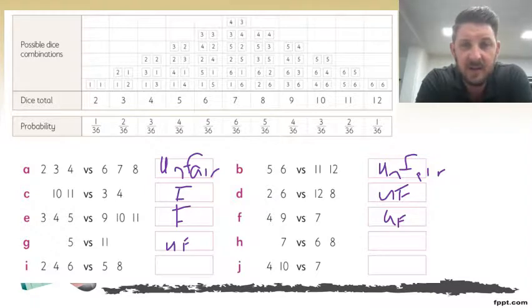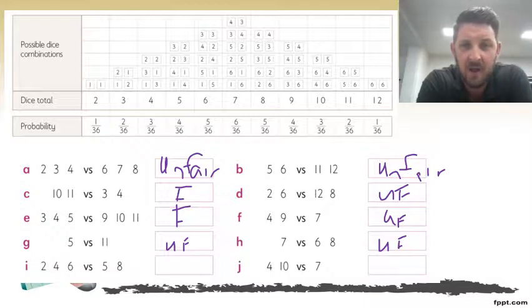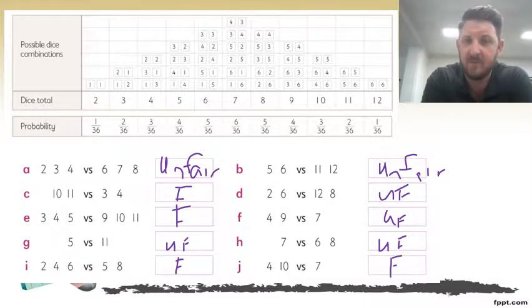H is 6 and 8, which is 10, so it is unfair. And then 2, 4, and 6 is 8, 9, and 5 and 8 is 9, so it has to be fair. Equal amounts on both sides. 4 and 10 is 6, 7 is 6, so it has to be fair as well.